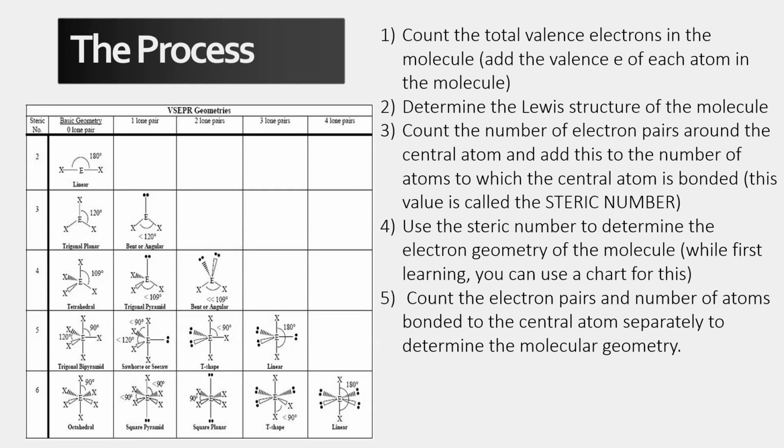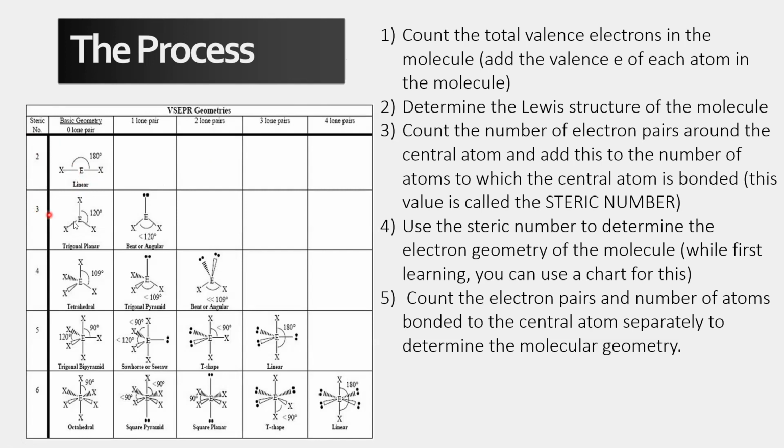So the steric number you can determine just by counting how many electron pairs your central atom has, plus how many atoms the central atom is bonded to. So if we take a look at this chart on the left, we can see that for a steric number of 2, you have your central atom denoted by the letter E, and then you have 2 atoms that are bonded to it.